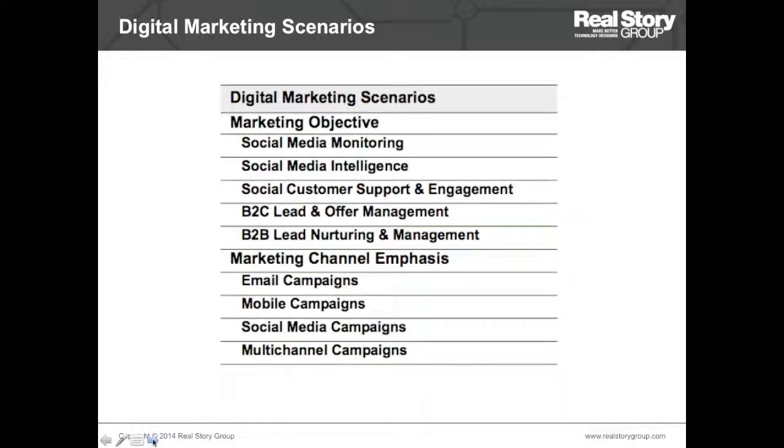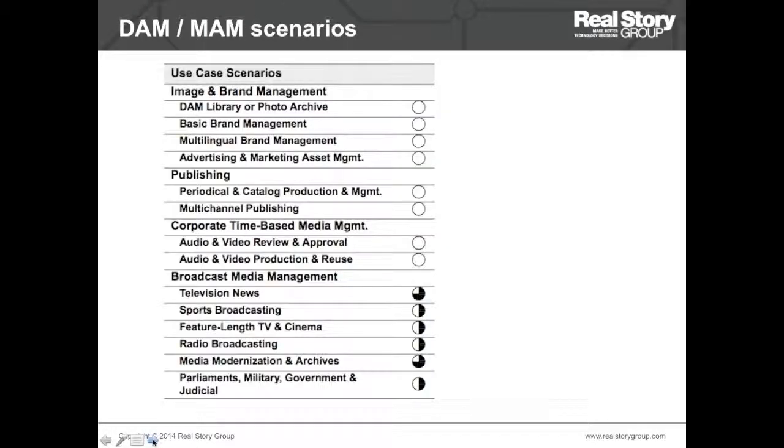And then there's sort of bigger, more complex ones that are more multi-channel oriented, where if you have a campaign that you want to put out across many channels, then you probably have to step up your game in terms of what you're buying and what you're implementing. Finally, we have completely different scenarios for the world of digital asset management or media asset management. And once I'm through these, we'll look at some of the specific functionality that they offer.